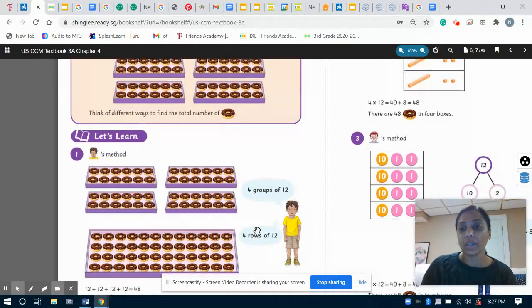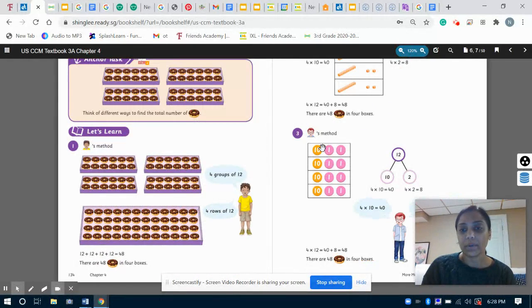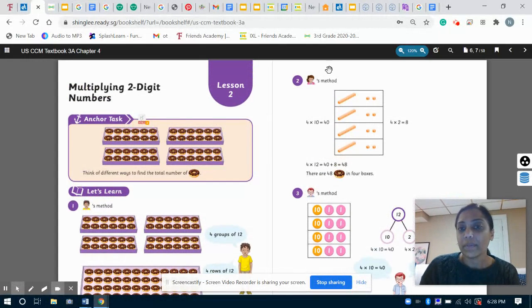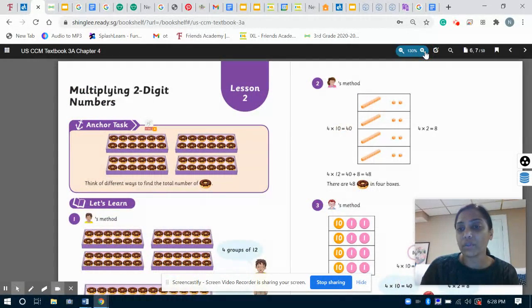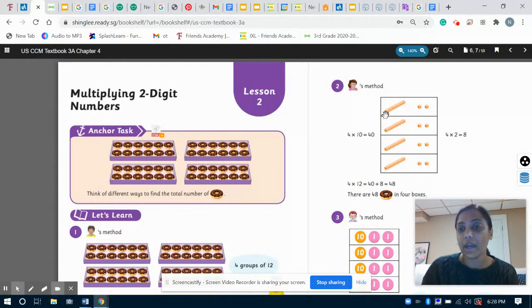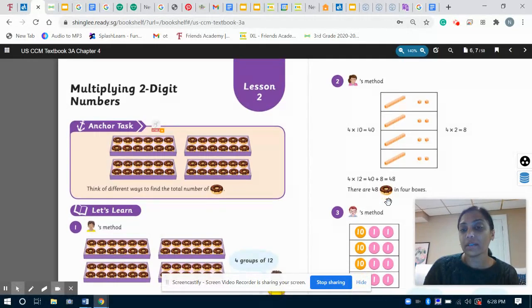And then moving along to the next page, we can see, let me just zoom out a little. There we go. There we have base 10 blocks. Our friend used base 10 blocks just like we did. Broke the one box into 10 and 2, which make 12. And then what our friend did was multiply, just like we did. 4 times 10 equals 40. And then for these single cubes, 4 times 2 equals 8. Added them together to get 48.